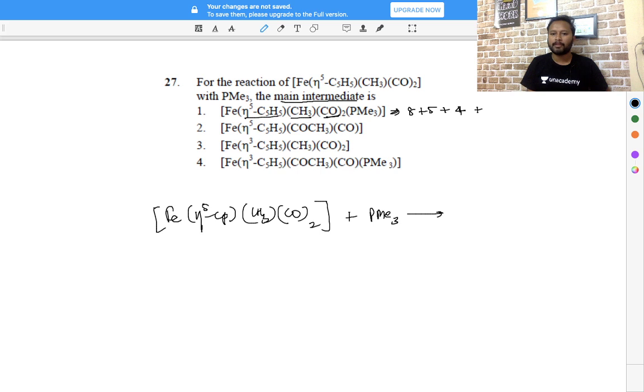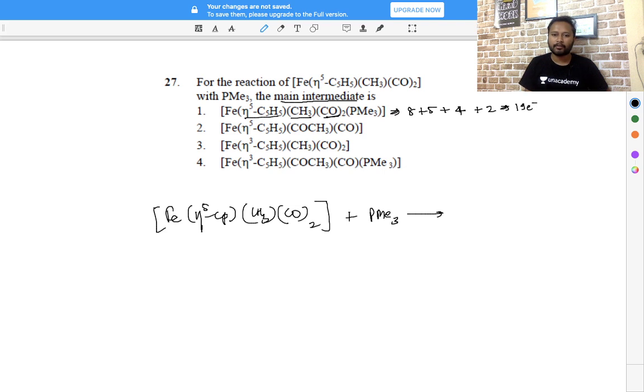And what about PMe3? How many electrons does a PMe3 ligand donate? Who will tell me? 4 electrons. How many electrons does a PMe3 ligand donate? That's what I'm asking. 2 electrons. Good. So it will be a 19 electron species.